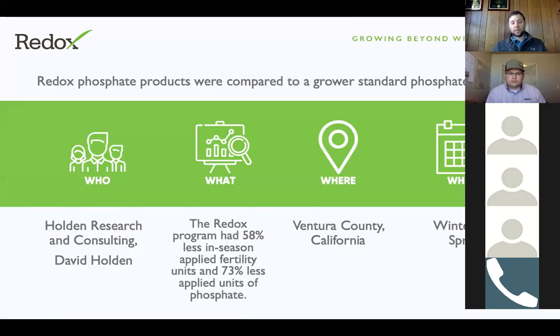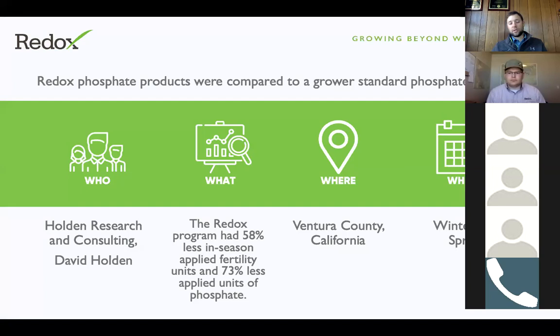And I wanted to start here with the strawberry trial. So we did this here in Oxnard with David Holden, with Holden Research, and we looked at a complete program approach to nutrition with Redox products. Part of that was comparing Redox phosphorus products, notably Rutex, but also a product called DiCap that we used in season as well, that we're not going to have time to talk about today.